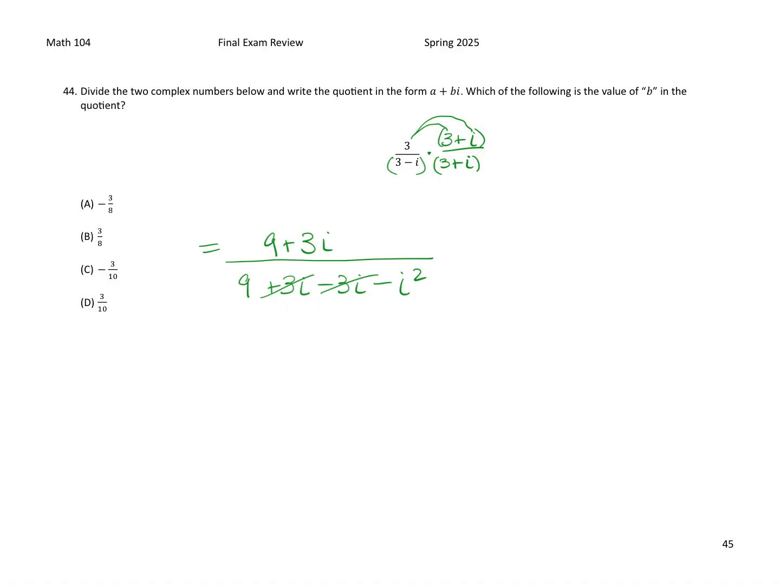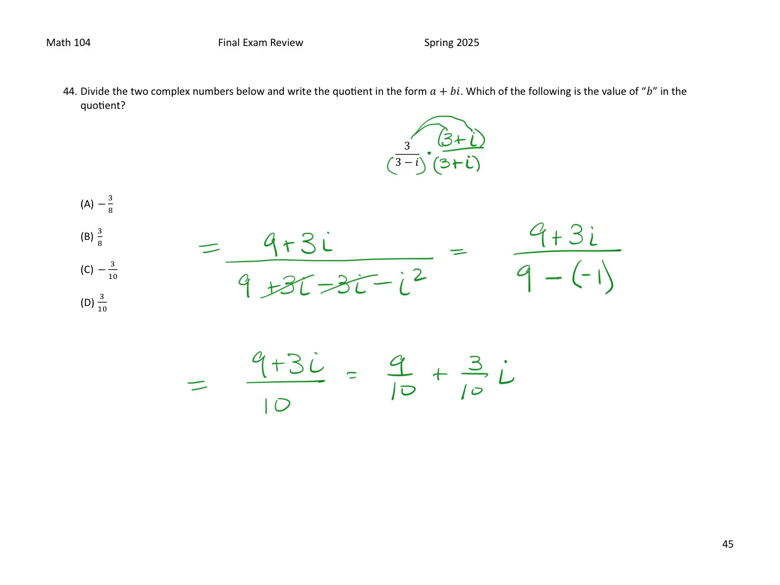So my i terms cancel, and I have 9 plus 3i over 9 minus, instead of i squared, I put a negative 1. So this is 9 plus 3i over 10, which is 9 tenths plus 3 tenths i. And we are asked for the value of b in a plus bi. So that's my 3 tenths, which is option D.